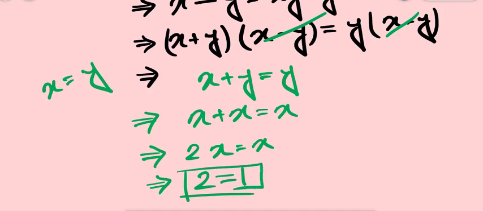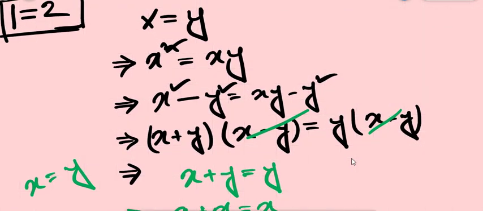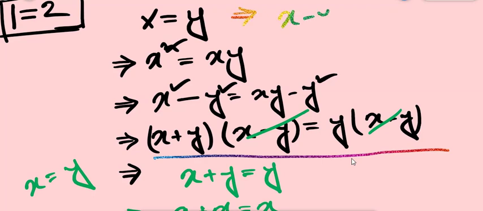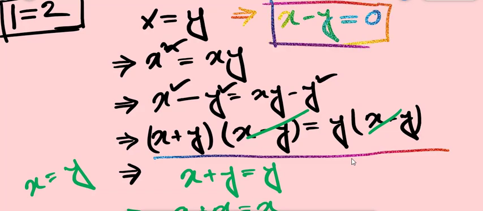But where did we make the mistake? So let's go back and find out. In this particular line, what we did, we actually divided both sides by x minus y. But what is the value of x minus y? We can simply say here x minus y is equal to 0. If x is equal to y, then x minus y is equal to 0. In this particular line, we actually divided both sides by 0. So that's where we made the mistake.